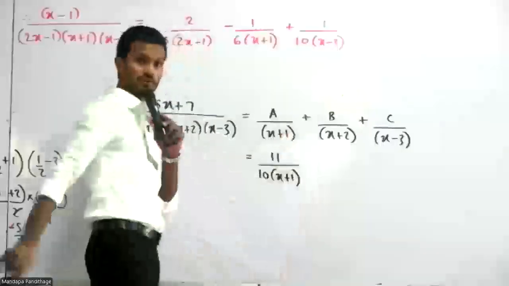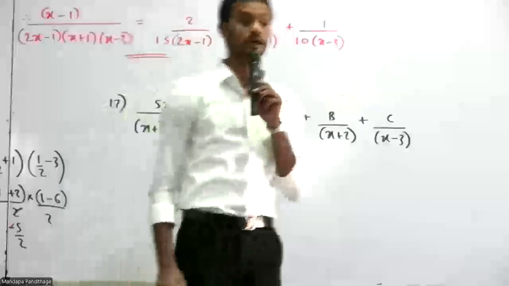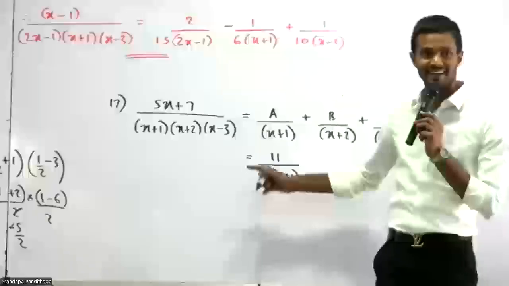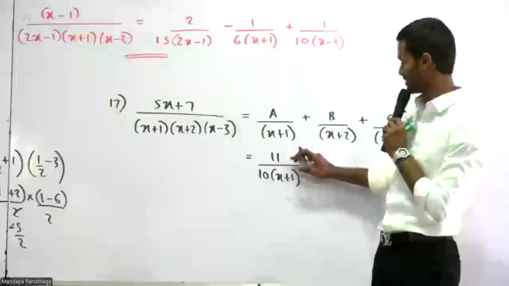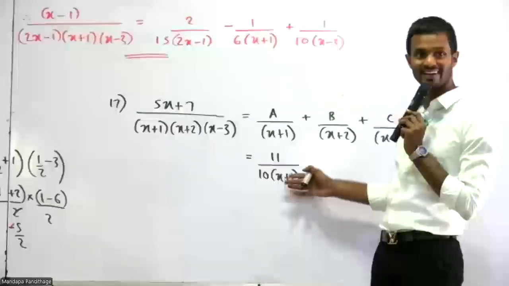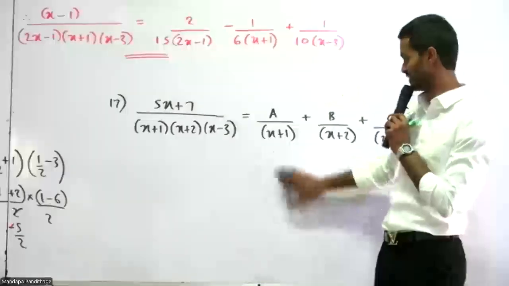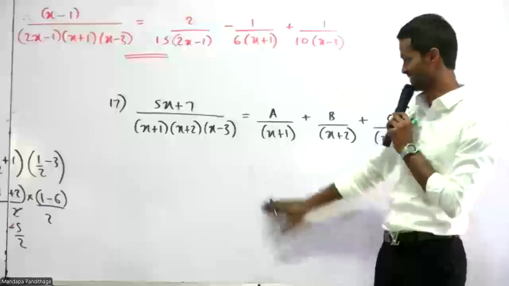Okay, this side, what did you get for b? Not sure. Hands up who got 11 over 10? Maybe I have to do that simply. Hands up who got 11 over 10? Wait, I'll simplify. Okay.